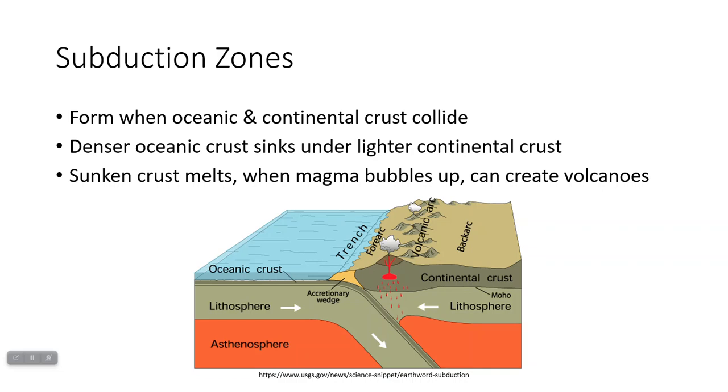So that's why when you see kind of along the boundaries of continents, you may see some arcs of volcanic ranges. That is due to the boundary between an oceanic and a continental crust, where they are converging on each other.